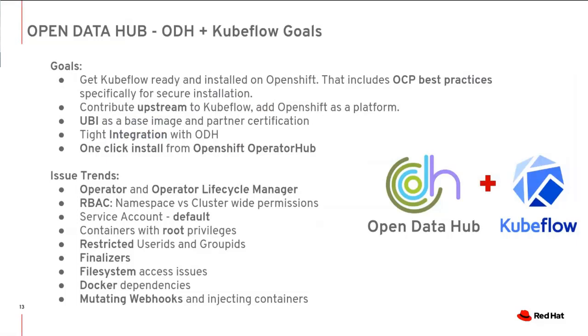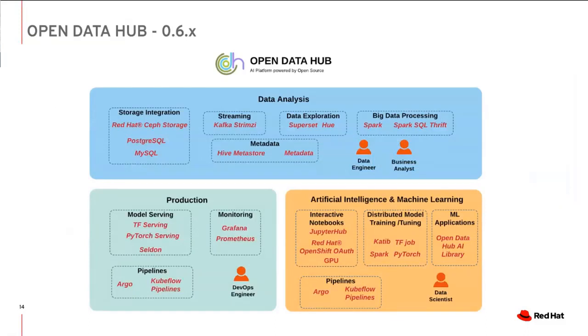So this is a quick graph of some Open Data Hub components that we are bringing to the new release of 0.7 or 0.8. We're working on allowing you to deploy storage along with Open Data Hub based on Ceph object storage. We have components that are using Postgres. But as of right now, you can deploy Kafka, and you can deploy Spark clusters.